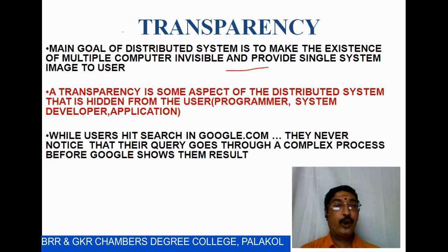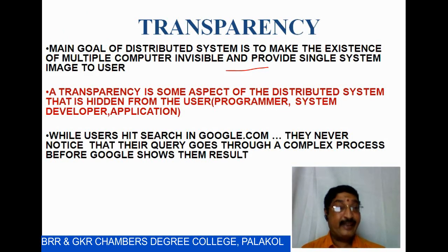The main goal of a distributed system is to make the existence of multiple computers invisible. Of course, in the distributed system, there will be so many computers, so many machines, so many pieces of equipment. So the existence must not be visible. It must be invisible. And the user must feel that this is a single system, not a number of machines. So the user must feel the entire system as a single one. So that is the first one, transparency.